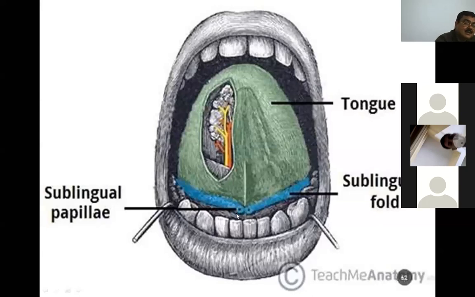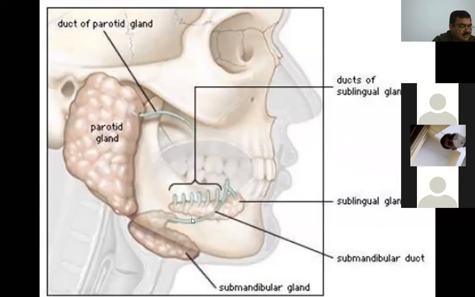Here the submandibular gland opens, and here in the sublingual fold, there are numerous openings of the sublingual gland. Here you can see this is the opening of the duct of the sublingual gland. There are numerous ducts which open in the floor of the mouth.